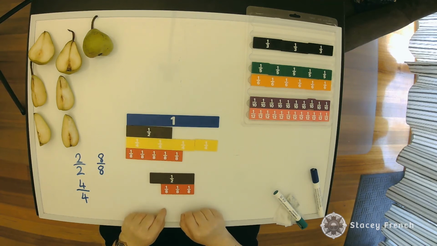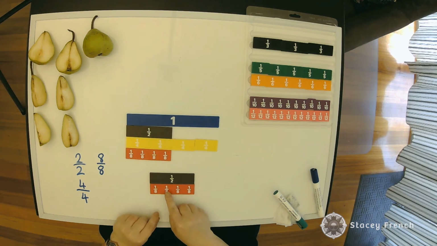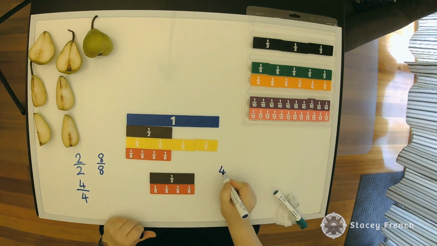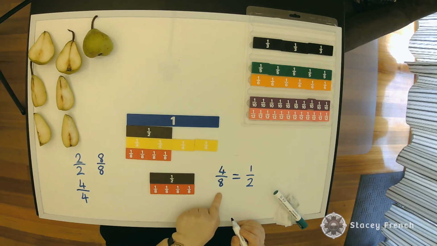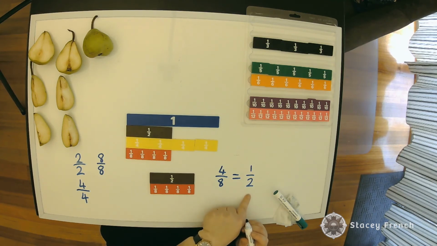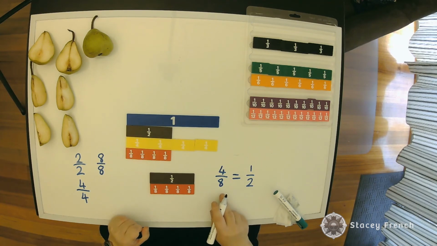How many more eighths will I need to make it the same as a half? Let's try. One more. 1, 2, 3, 4. So 4/8, 4 out of 8 altogether, is the same size as 1/2. 4/8 is the same size as a half. It's just that here they've been chopped into smaller pieces than there. But I don't mind if you give me 4 small pieces or a slightly bigger one. That's a half.